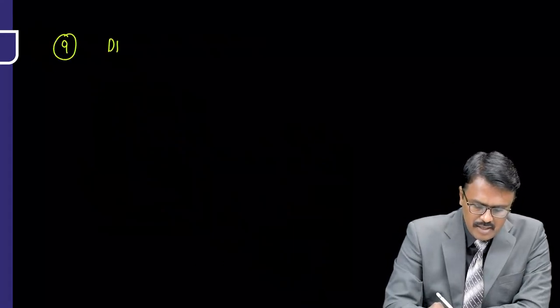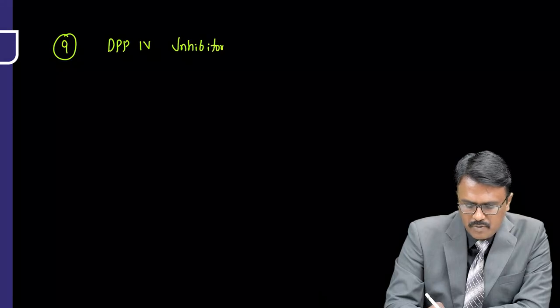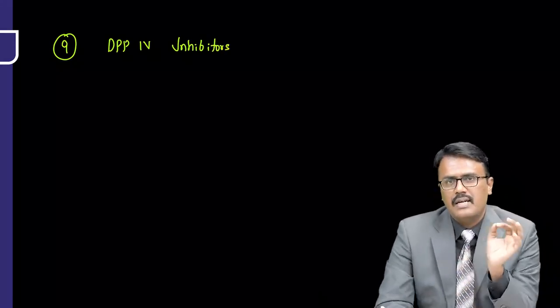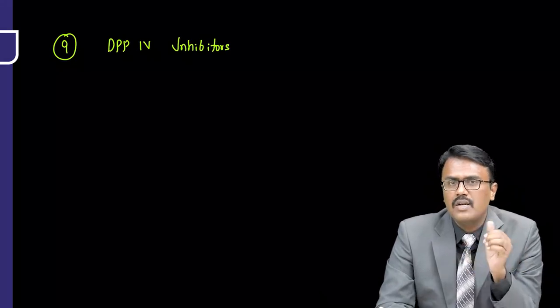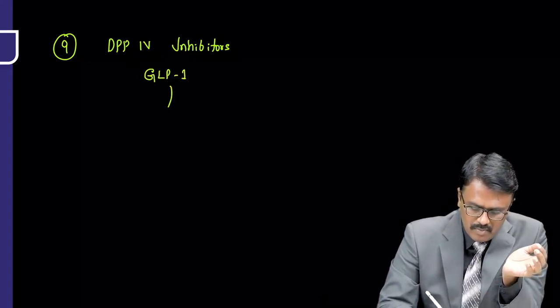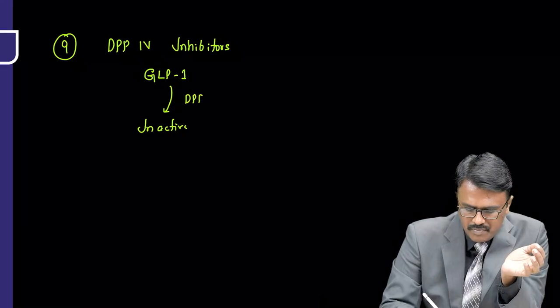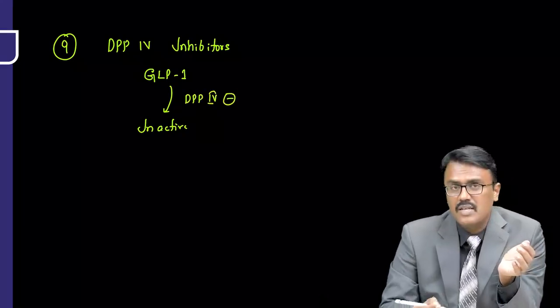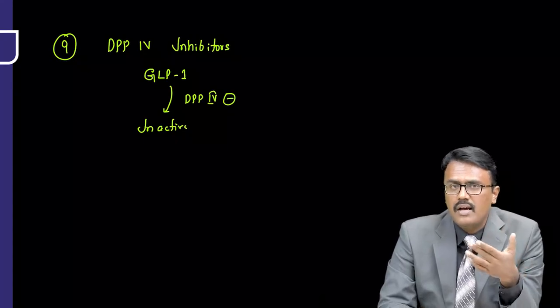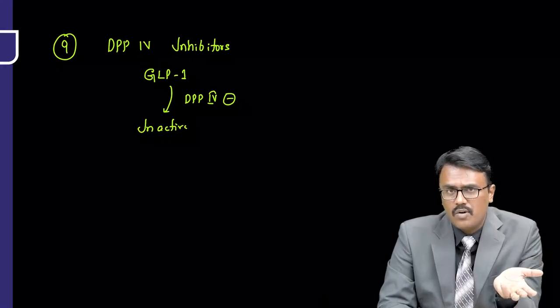Okay, so the 9th target we are going to discuss is DPP-4 inhibitors. What is DPP-4? Dipeptidyl peptidase 4. And what does it do? It metabolizes glucagon-like peptide 1 to an inactive form. So if I inhibit this enzyme, the GLP-1 activity increases and it will produce beneficial effects like increasing insulin release, producing satiety, slowing gastric emptying, and third by decreasing glucagon.